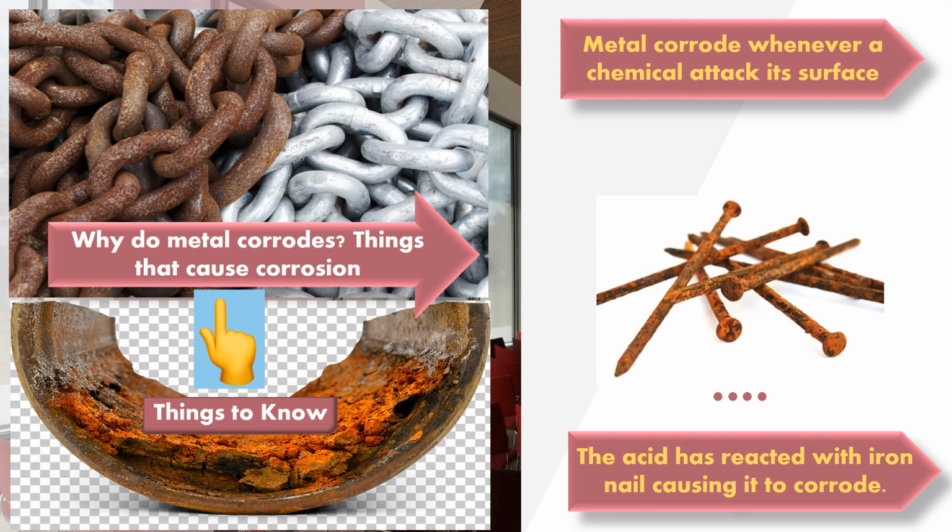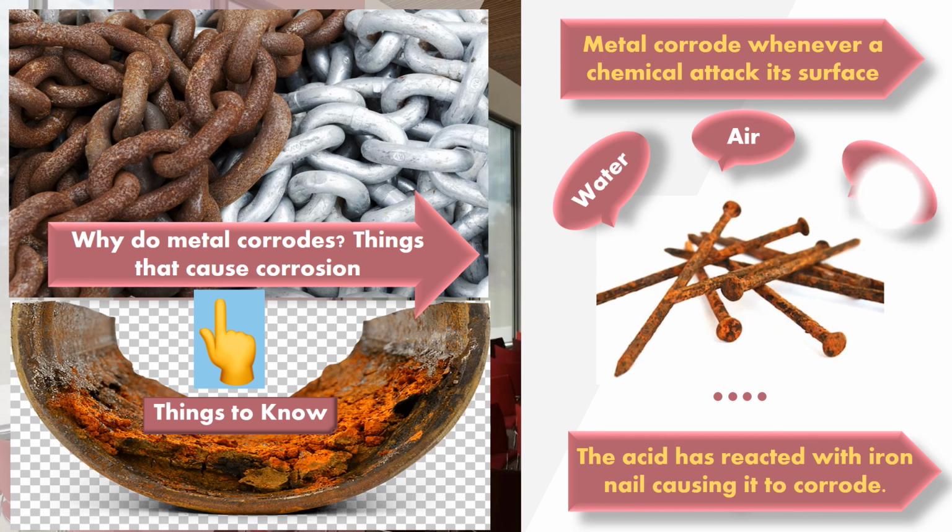Dear students, you might have seen images like this somewhere in your life. Let's see how actually this happens. It is because of the reaction of acid and metal. Metal usually corrodes whenever a chemical attacks its surface. Three types of substances cause metal corrosion. 1. Water. 2. Air. 3. Acid. You can see the iron nails over here. The acid has reacted with the iron nail, causing it to corrode.